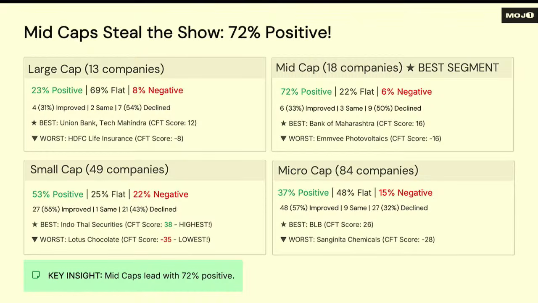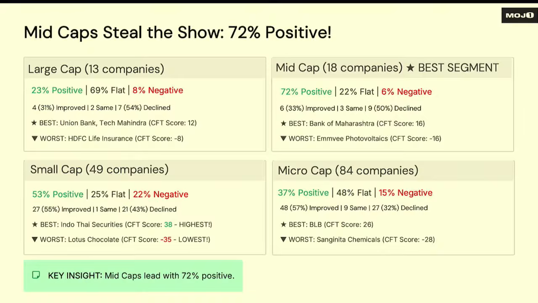If you look at small cap, 49 companies, the best result declared so far is by Indo-Thai Securities, a CFT of 38, and the worst is Lotus Chocolates with a CFT score of -35. And if you look at micro cap companies, the best has been a company by the name of BLB with a CFT score of 26.